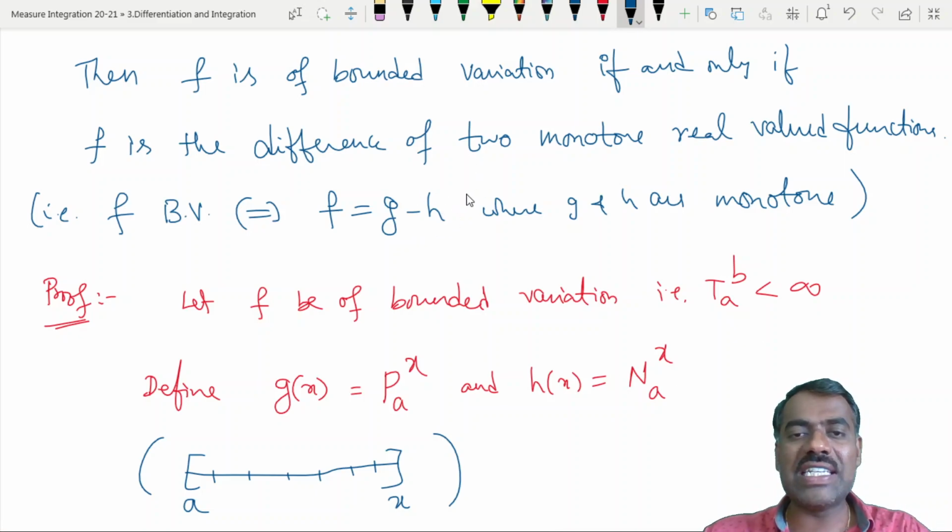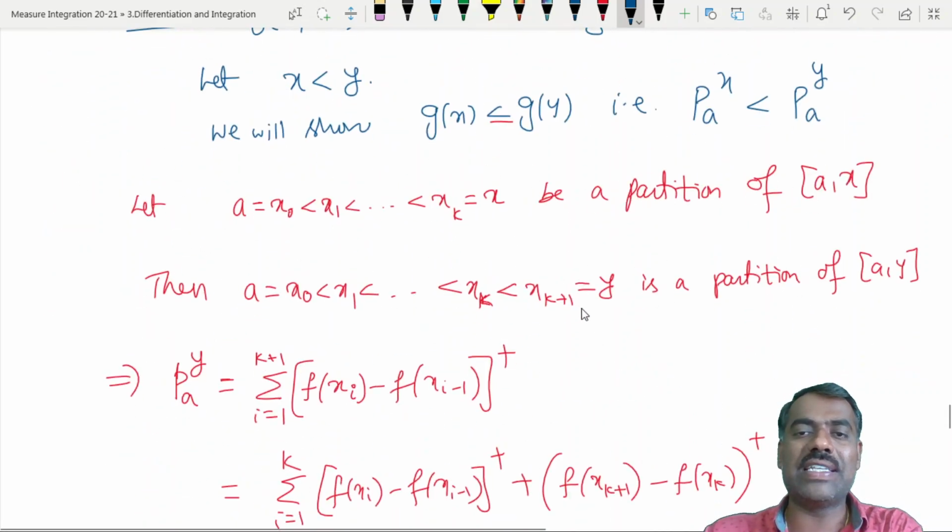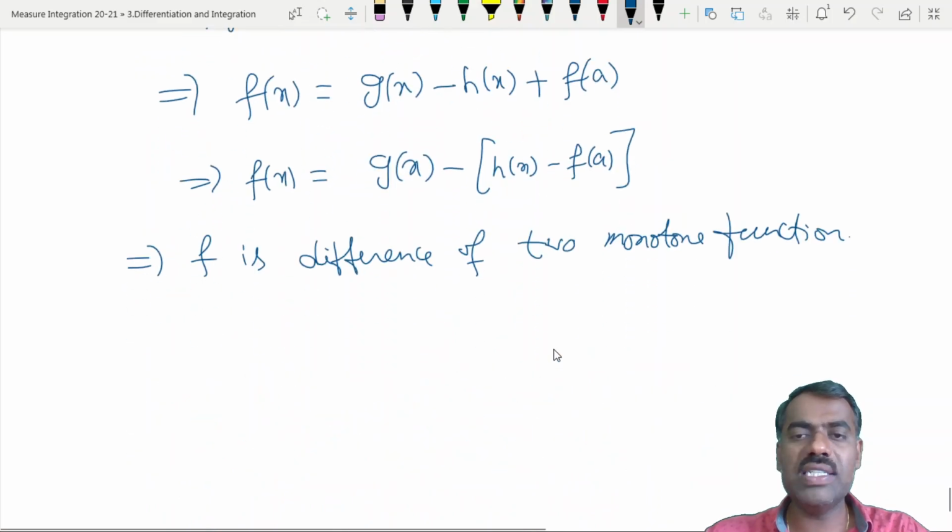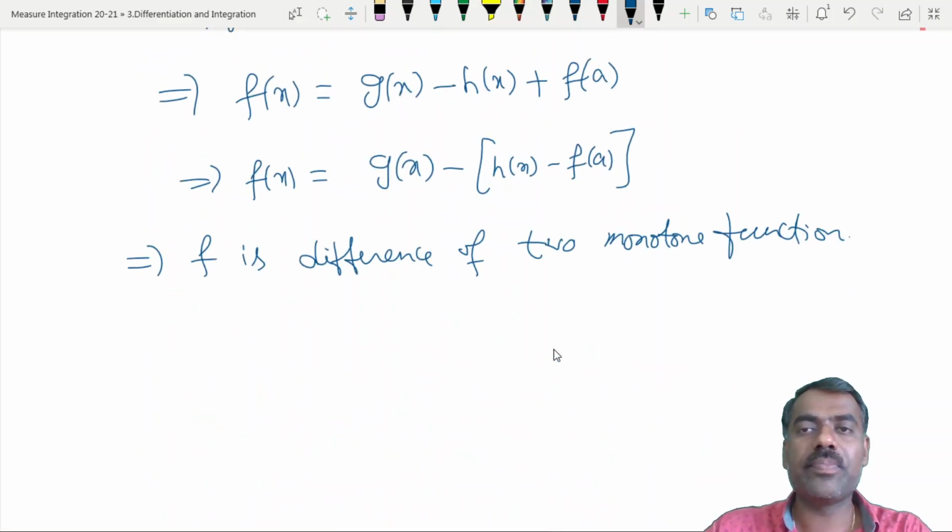So where our h is nothing but simply h of x minus f of a. That's all. Is that clear? Any problem?